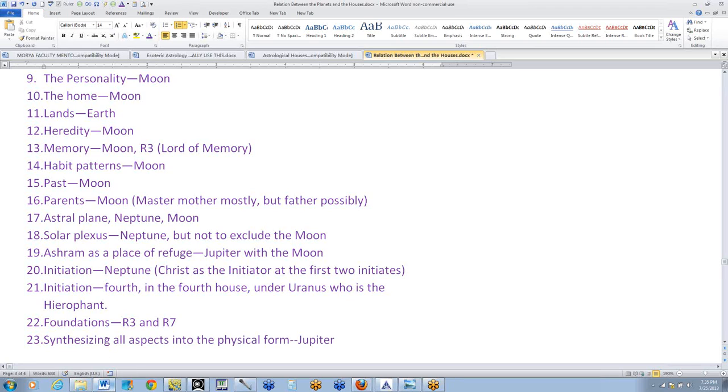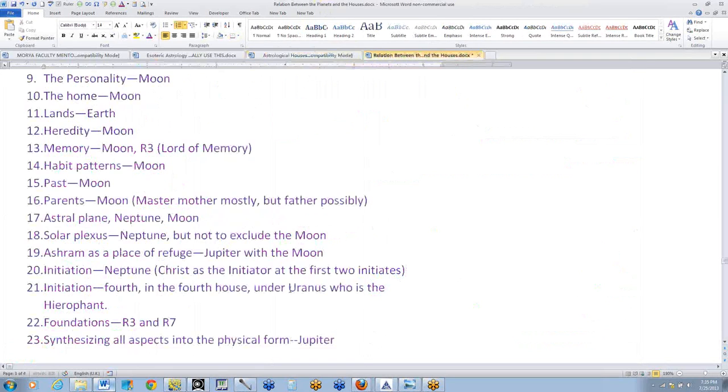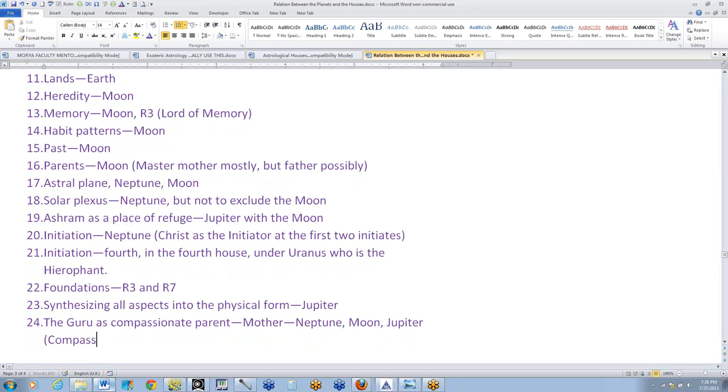And this is Jupiter, exalted Jupiter. Midnight sun, initiation, the parent, right. So I'll put it here, the guru as parent, compassionate parent. It's like mother. And that is the Neptune, and, well, the moon for the mother parent, and also Jupiter for compassion, for benevolence, and Neptune for compassion.